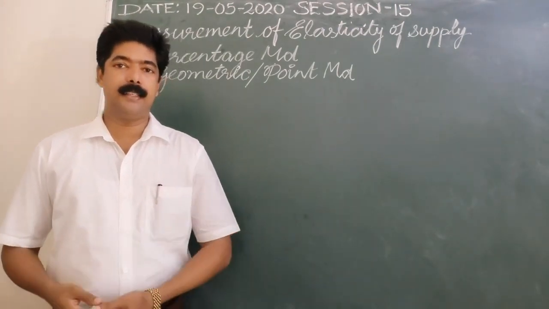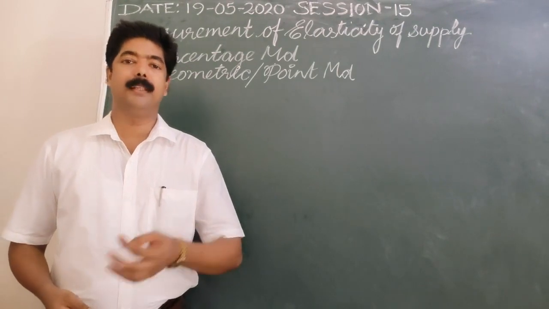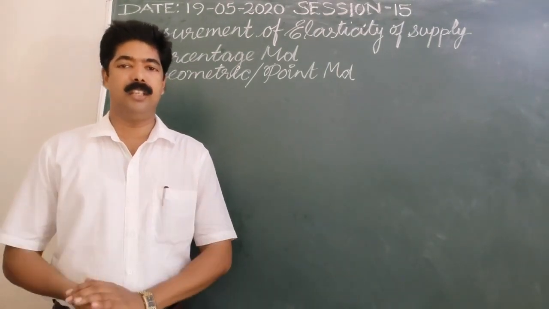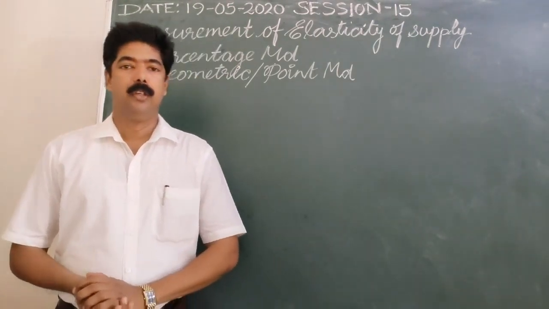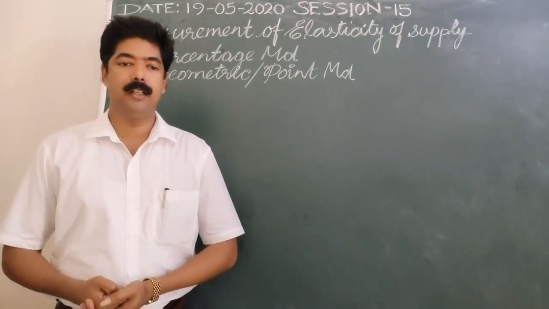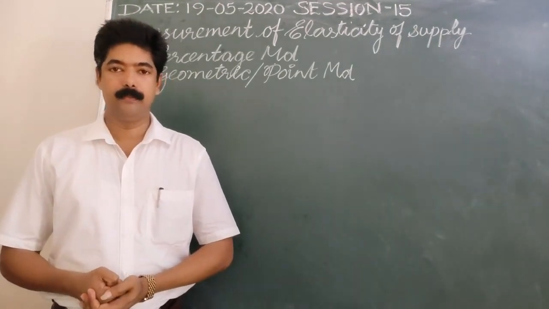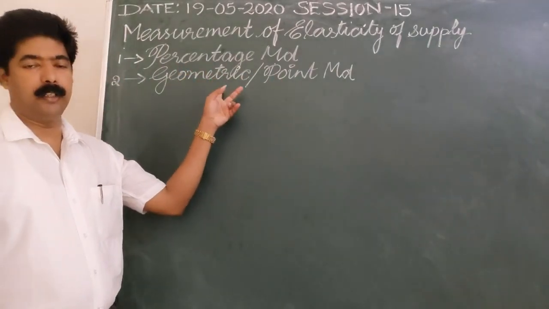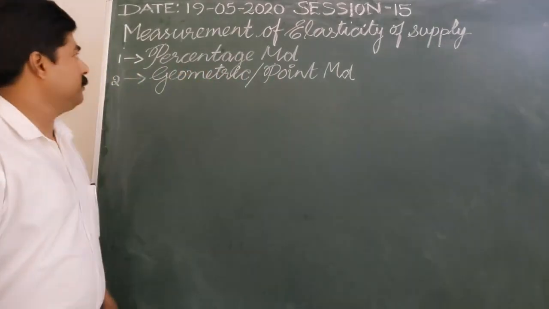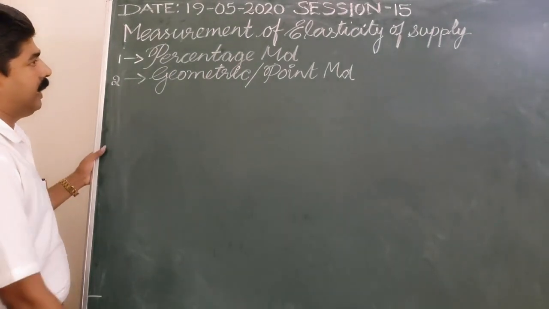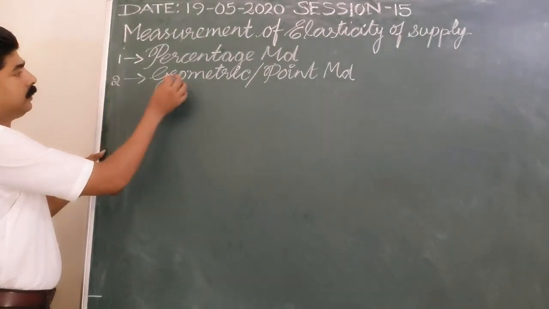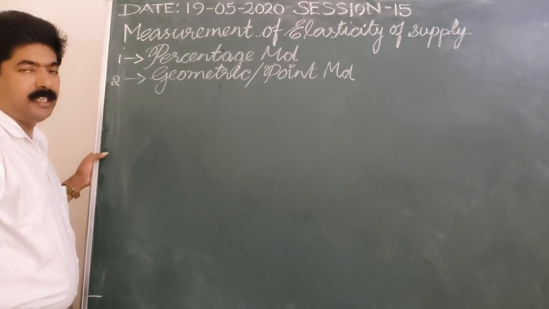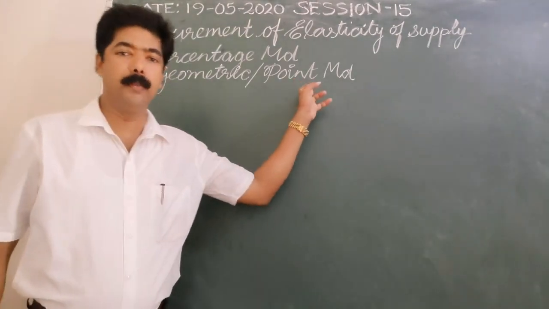Now let us discuss the second method of measuring elasticity of supply, that is the point method or geometric method. You can note it down. The second method of measurement of elasticity of supply is the geometric method. It is also known as the point method.